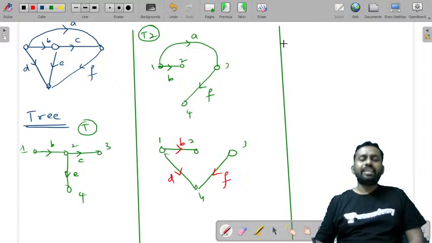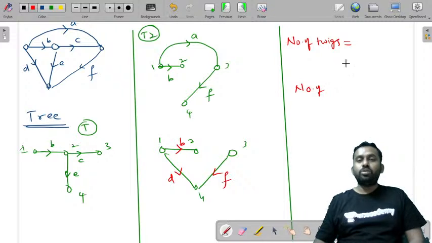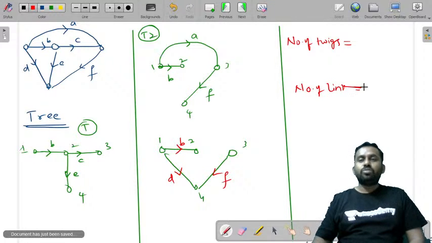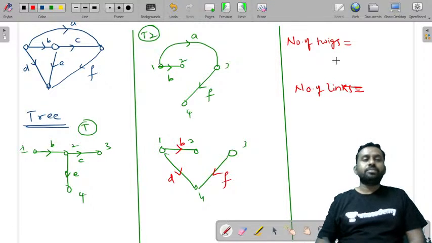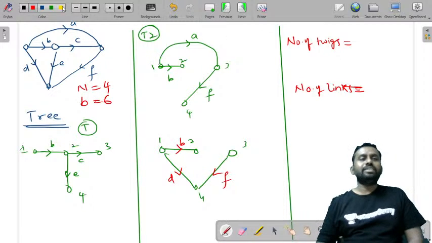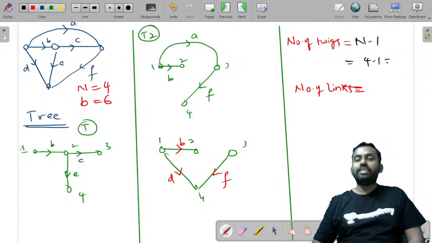Now let's try to find the number of twigs and the number of links, and see whether the expression that I told you is valid or not. So what is the number of links and twigs? How many nodes are there in this? 4. How many branches are there? 6. What is the expression that I told you for the number of twigs? It is n minus 1. N is 4, so 4 minus 1 is 3.